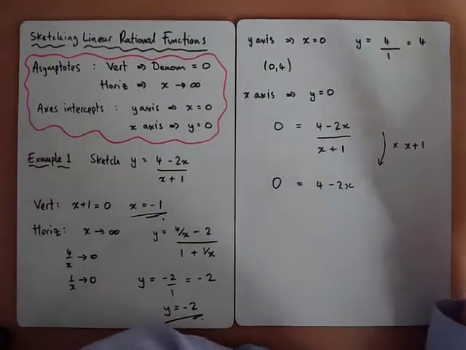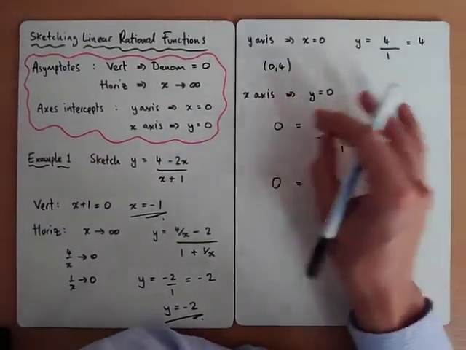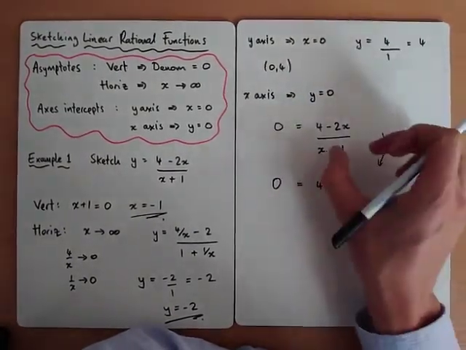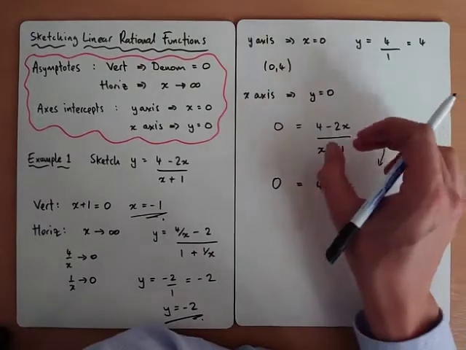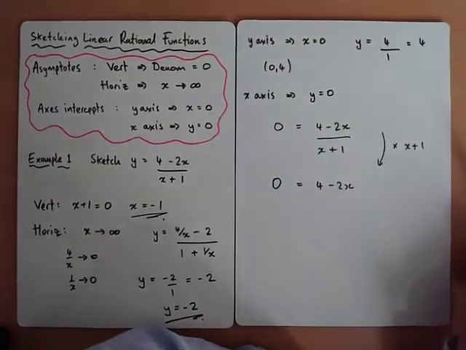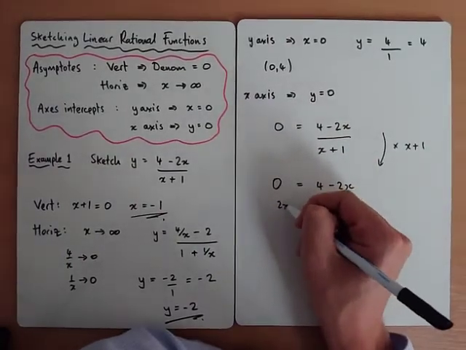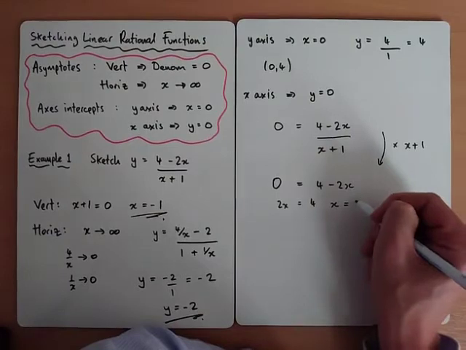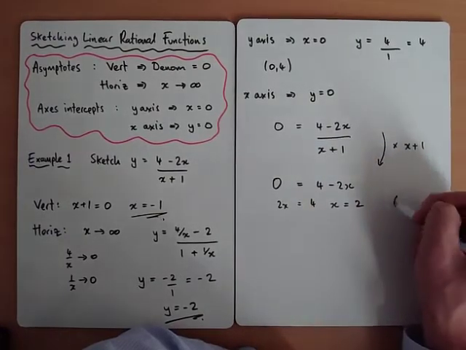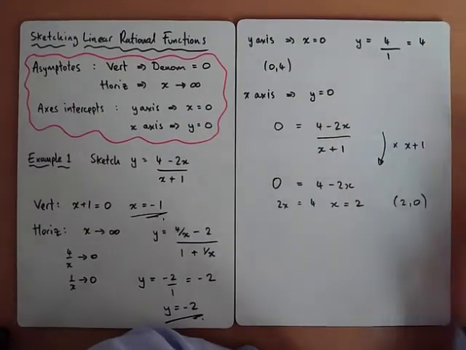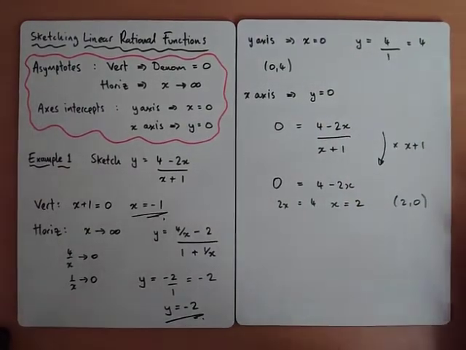Okay, so it's really important that you remember, whenever you get a fraction equal to 0, it's just the same as saying the numerator, the top bit, is equal to 0, because if you multiply both sides up, you're just left with the numerator equal to 0. So that's what we have to solve for this one. 2x would equal 4, x would equal 2, so our coordinate would be (2, 0). Okay, so now we've got all the information that we need to be able to make this sketch.